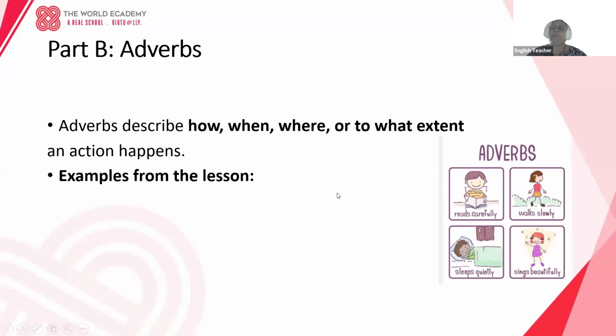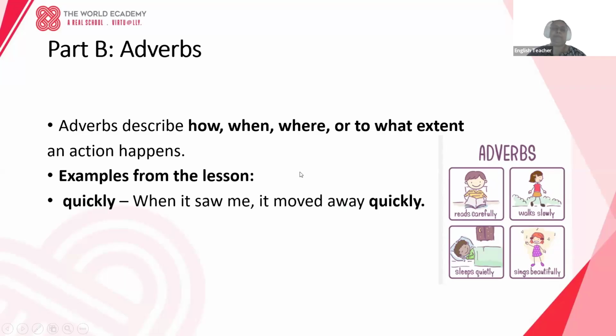Now, this is an example from our lesson Snake Bite. The word is quickly. When it saw me, it moved away quickly. So who is saying that, if you can recall? Raja, you're right. So when the snake saw Raja, it started moving away quickly and hid in the coconut shell. You're right. Slowly, the snake was crawling slowly.